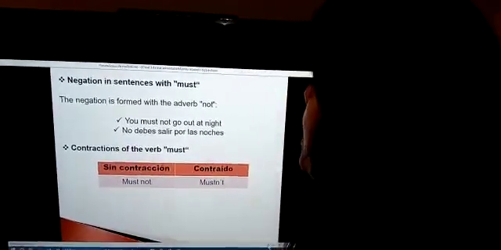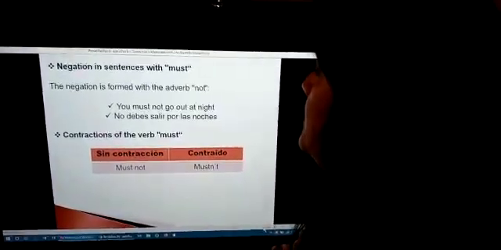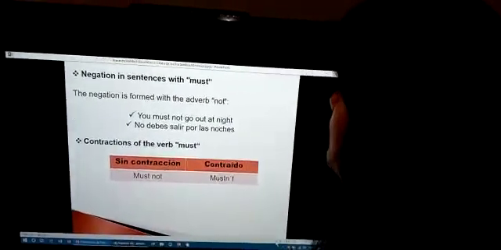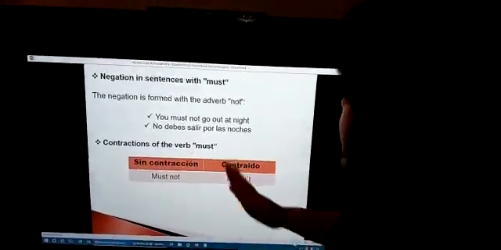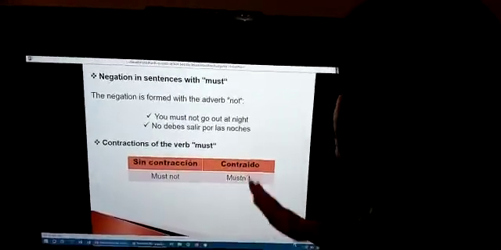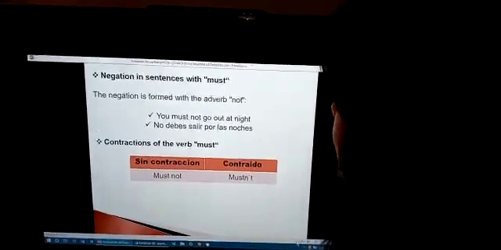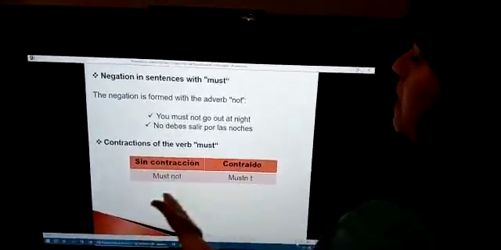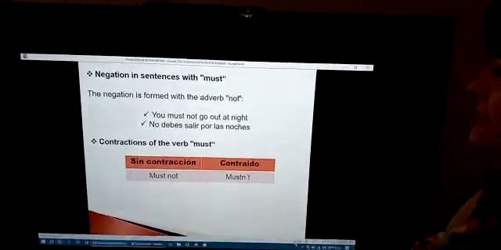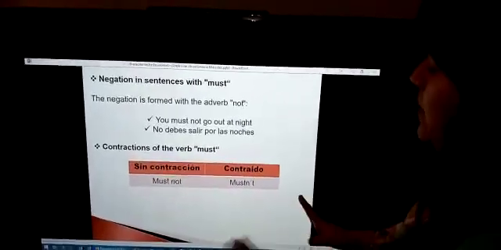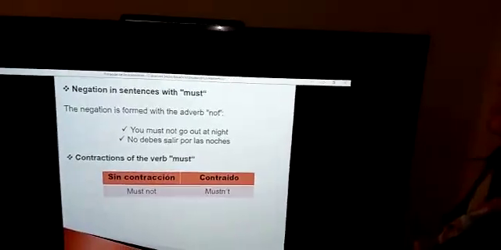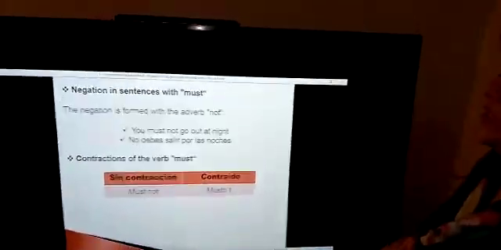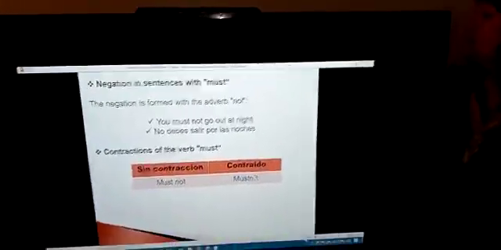The construction of the verb must in the negative is must not. The contraction is mustn't. See? You use must not or mustn't, whatever you want. It's the same. Okay? This is the negation in the sense of must. Next.